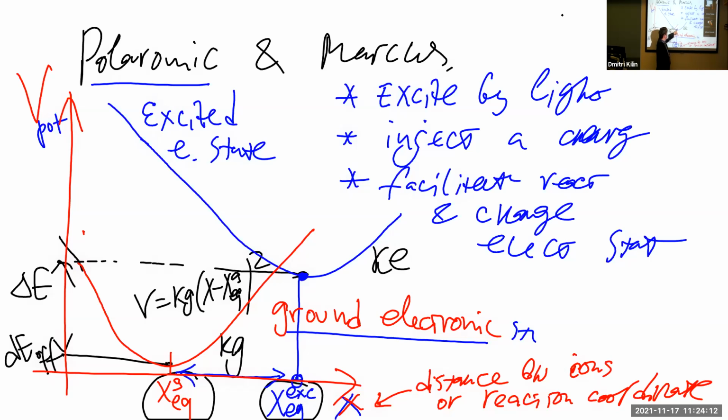And if you keep moving the blue parabola up, it gets crazy. The intersection will be on the right side of the blue minimum. You need to go up to the crossing point and then down. It is called the Marcus inverted regime. Yes, okay. Thank you for the question. I'm happy to see you are aware of these details.